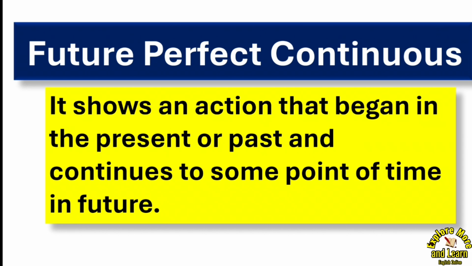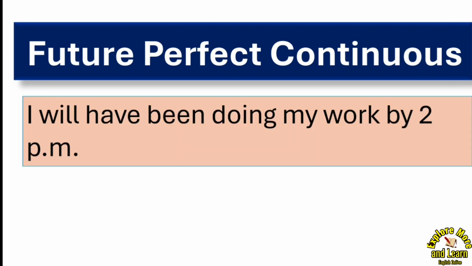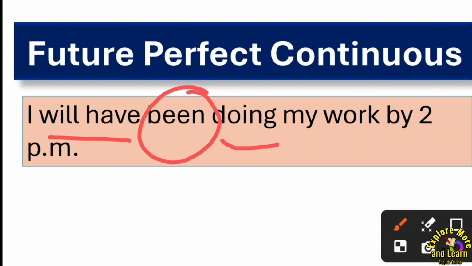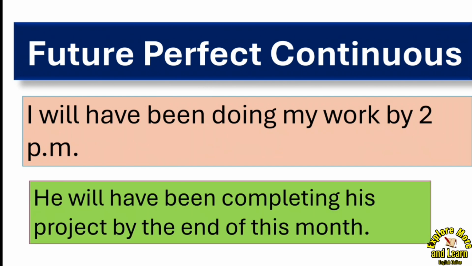So let's understand with examples. What are they? Like, I'll have been doing my work by 2 p.m. So here you see the rule will have, verb in ing form connected with been, and then you are mentioning that it will continue to some point of time in future. Another example, he will have been completing his project by the end of this month.